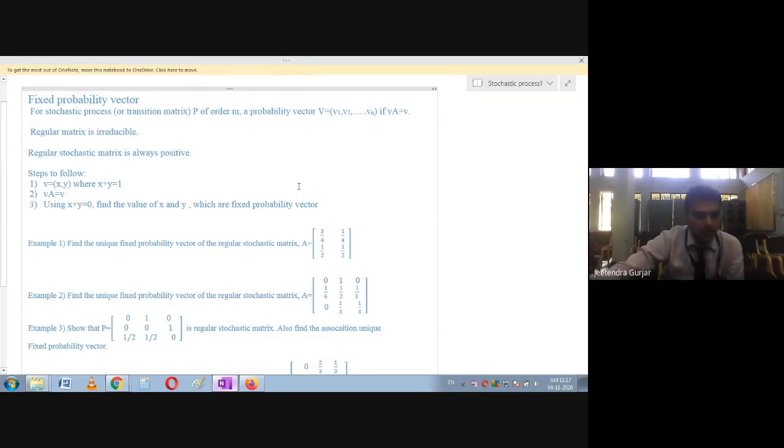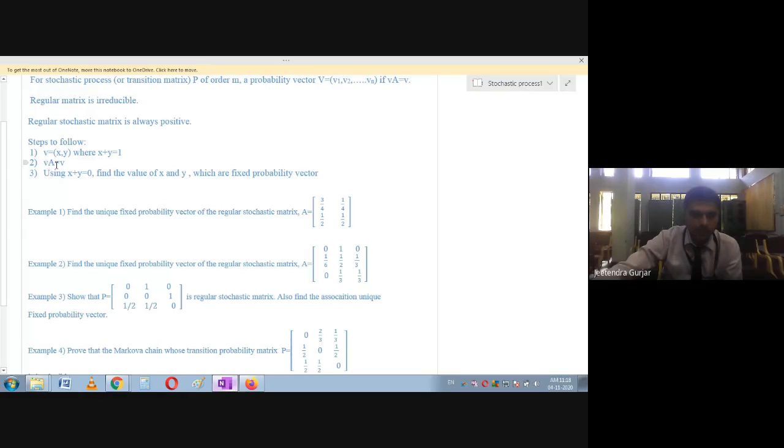To solve the example, we follow some steps. First take V equal to X, Y if the matrix is 2 cross 2. If it is 3 cross 3, the vector will be V equal to X, Y, Z. Consider the condition X plus Y is equal to 1, the sum of the row entries is always 1. For a 3 cross 3 matrix, the condition is X plus Y plus Z is equal to 1. Next, use the formula V into A is equal to V. Then substitute the values and find X and Y, which give the fixed probability vector.